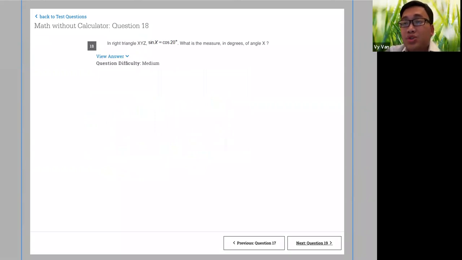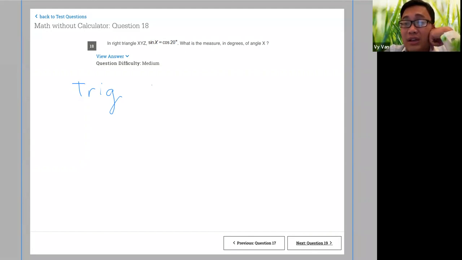So this is a trig question, trigonometry. This is a trig function. The SAT math test does test trig functions, trig identities. And the good news is they actually only test you on one identity only. So what is that identity? Let's review that.